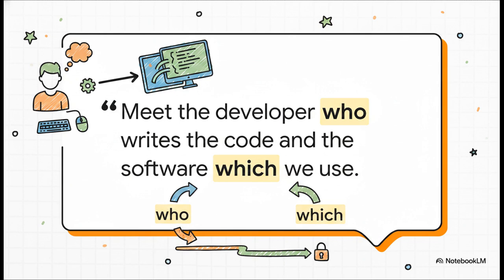Meet the developer who writes the code and the software which we use every day. Listen closely to how those tiny words, who and which, just seamlessly connect the ideas to give us that absolutely essential, defining information about the team. Without them, we just have choppy, disconnected sentences. But with them, you get this smooth, professional flow. These are defining relative clauses in action. They define exactly which developer and exactly which software we're talking about.